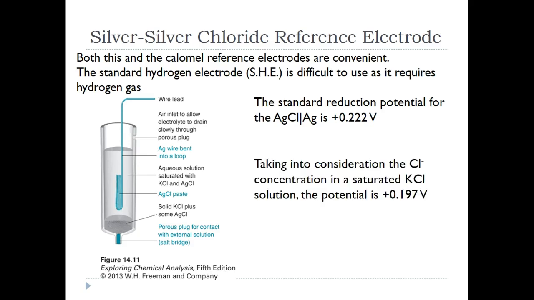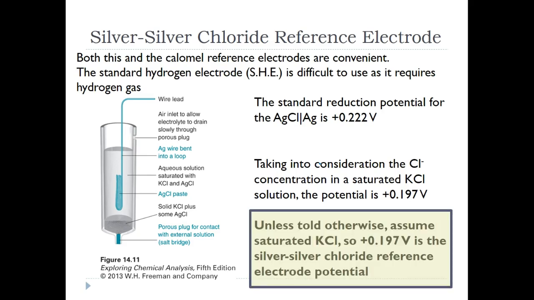But if we take into consideration the chloride, so think like activity. If we take into account activity because of the chloride, the potential is 0.197 volts. So unless I tell you otherwise, if the question mentions a silver chloride reference electrode, the potential you're going to use is the 0.197 volts. You do not need to memorize that. I will give you that, but that number comes up a lot.